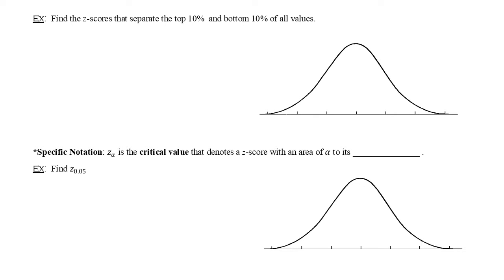Find the z-scores that separate the top 10% and bottom 10% of all values. We can imagine on our graph we're looking for the z-scores that would fall around here and here, where above that z-score there is 10%, and below that z-score there is also 10%. So for instance here, this would have an area of 0.10 to the right of that z-score, and this one would also have an area of 0.10 to the left of that z-score.